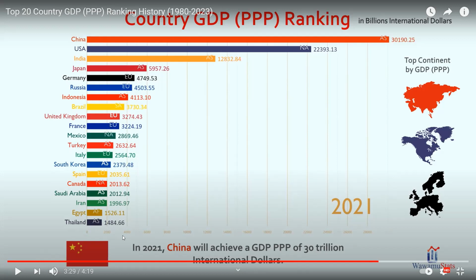Anything else that anybody sees on this chart that is interesting or surprising to you? USA, China, USA, India, third, Japan, Germany is the black bar, then Russia, Indonesia, Brazil, United Kingdom, and France. I think that France is probably the 10th. Yeah, France is 10th.